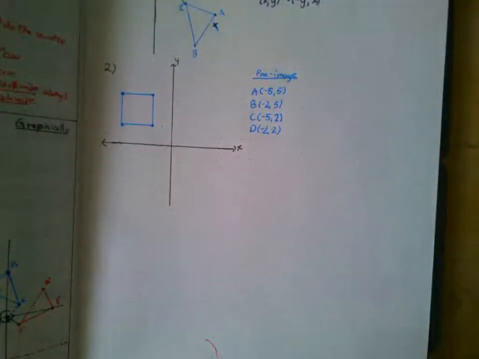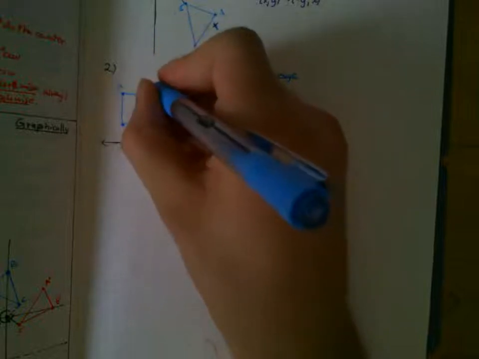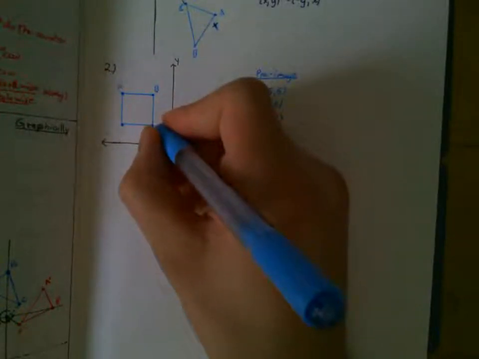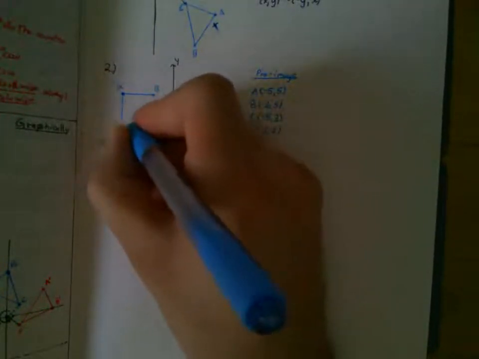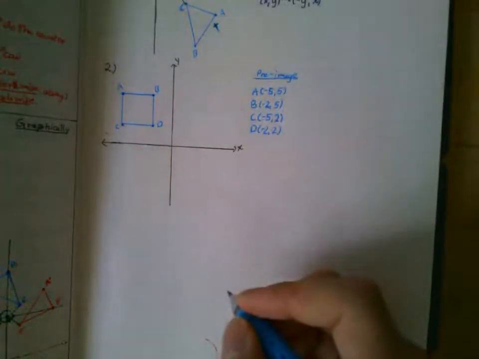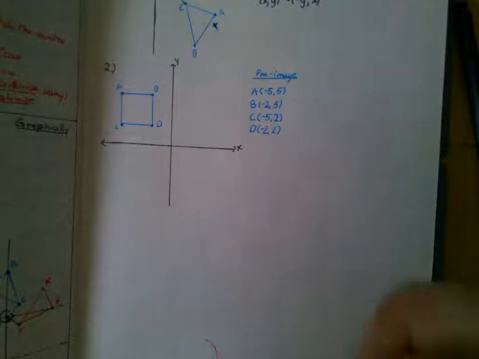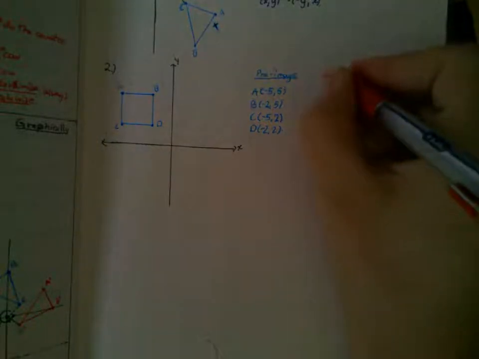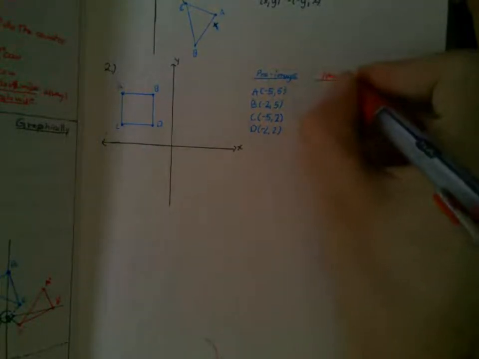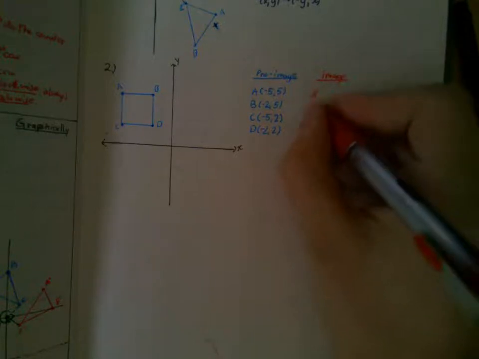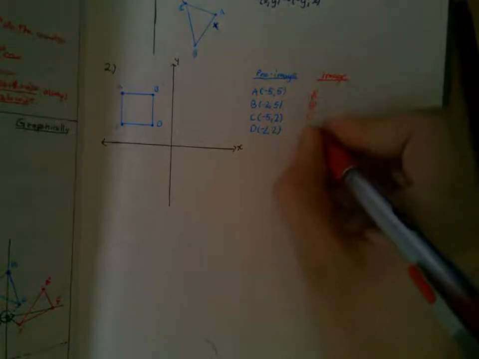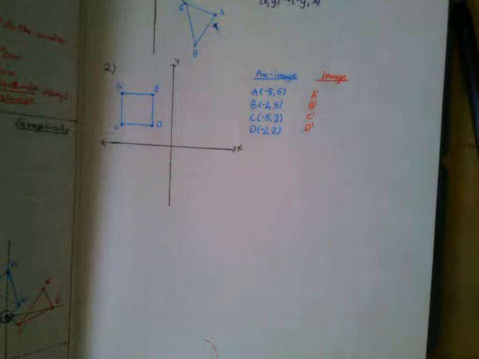There we go. So we got ourselves a square. We have A, B, C, and D. Okay. So we want to get an image out of this guy, right? What is going to be our image? Well, let's figure that out. A prime, B prime, C prime, and D prime.